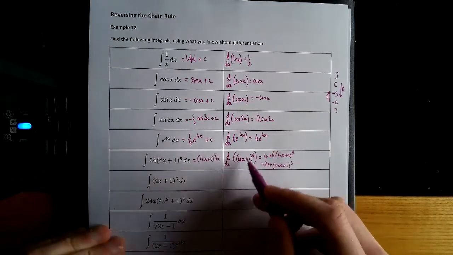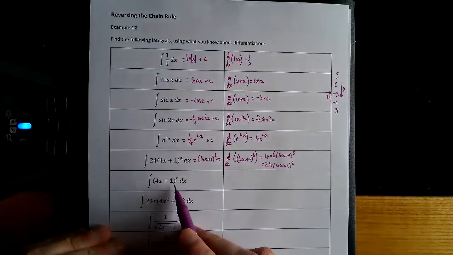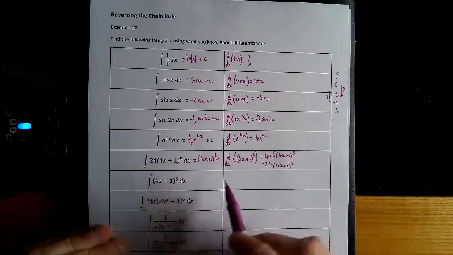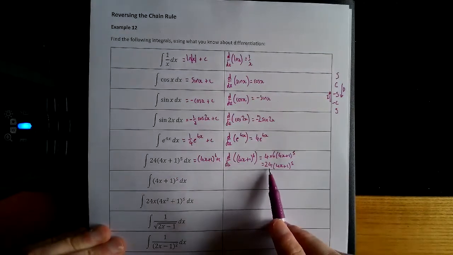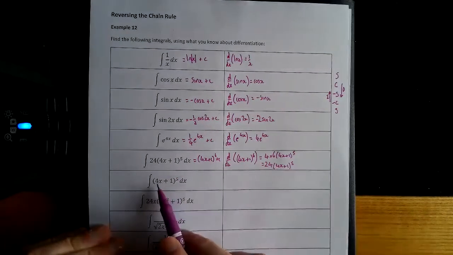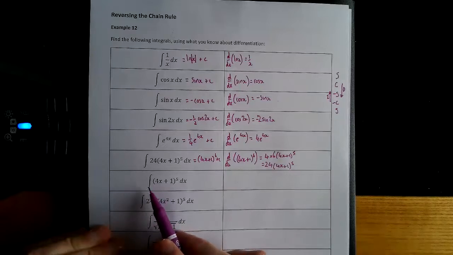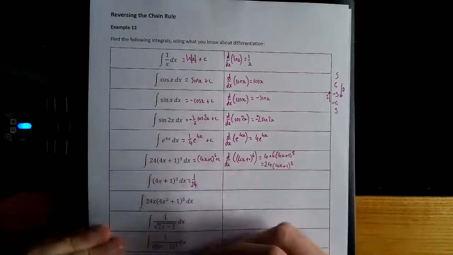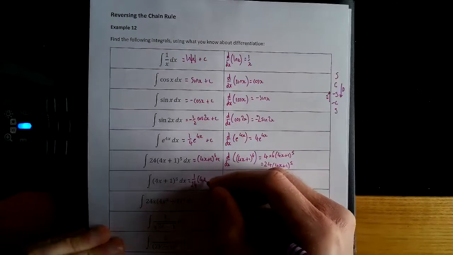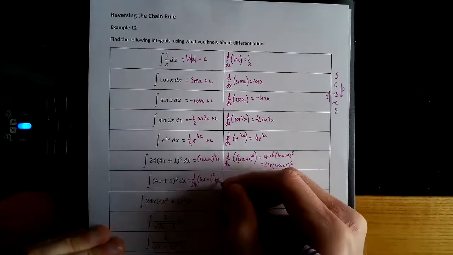It's just that bit. Next one, (4x plus 1) to the power 5. So again, it's the same as this one. It looks like it should come from this, but I've got a 24 at the front, whereas here I don't want a 24 at the front. So it's going to be the same thing, but just divided by 24. So 1 over 24, (4x plus 1) to the power 6 plus c.